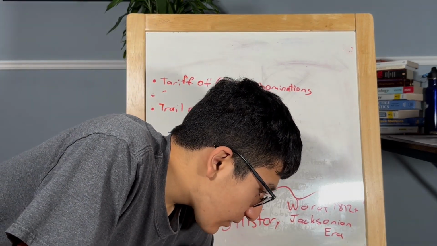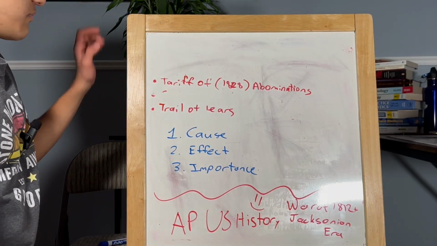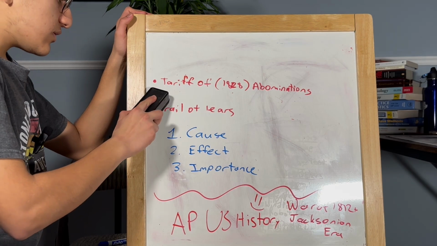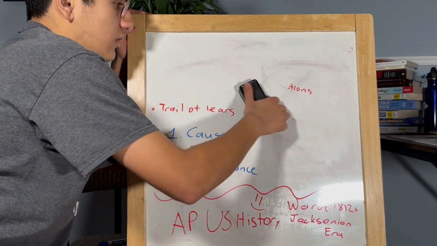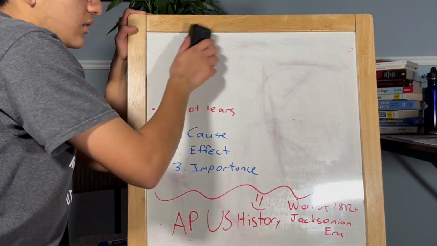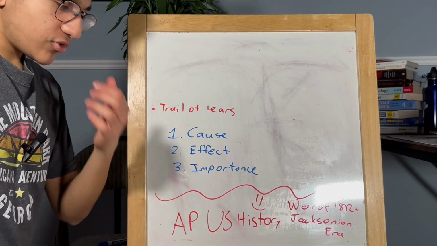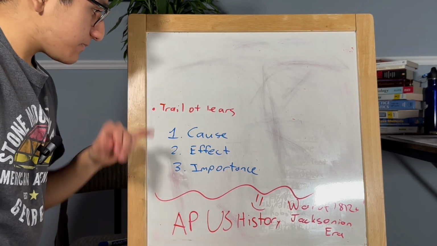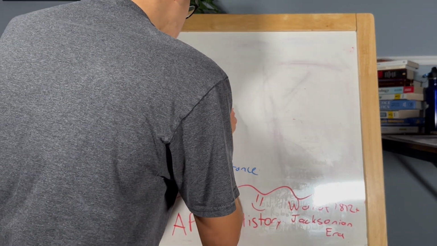So yeah, another thing is the tariff of abominations. The first case of log rolling. So it's like compromising, a give and take system to pass bills. Last one of this video.